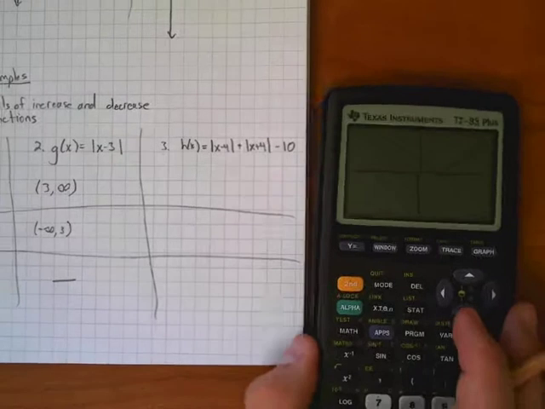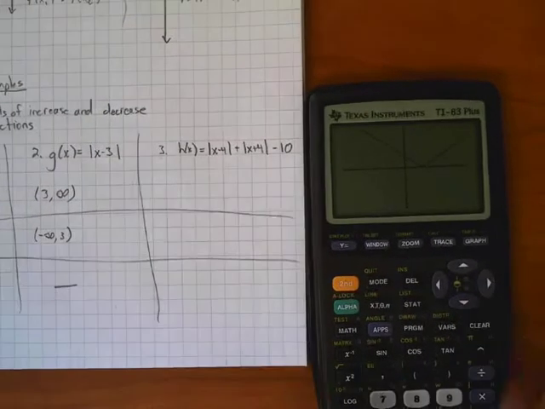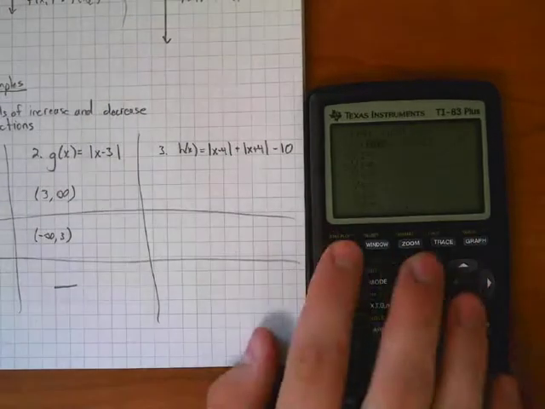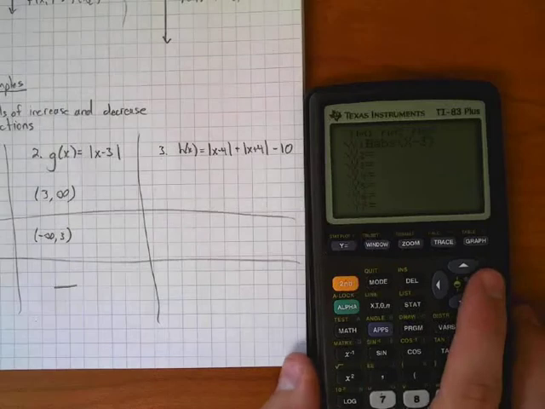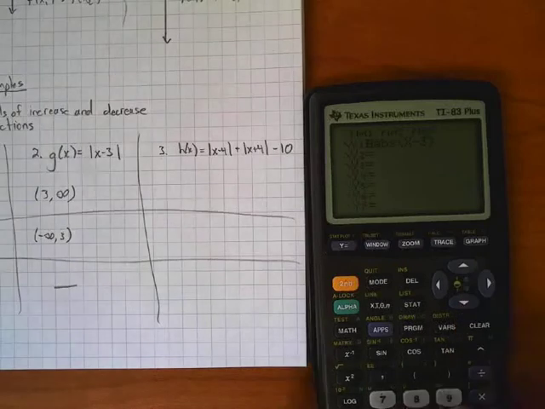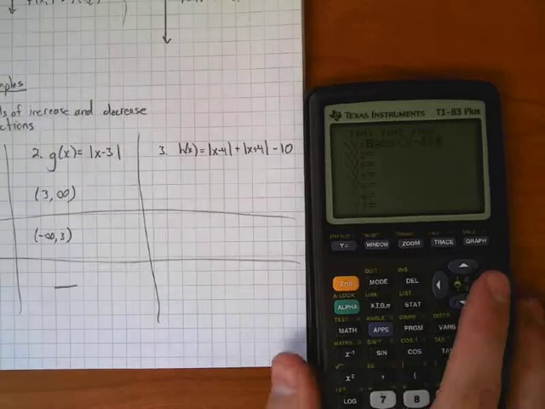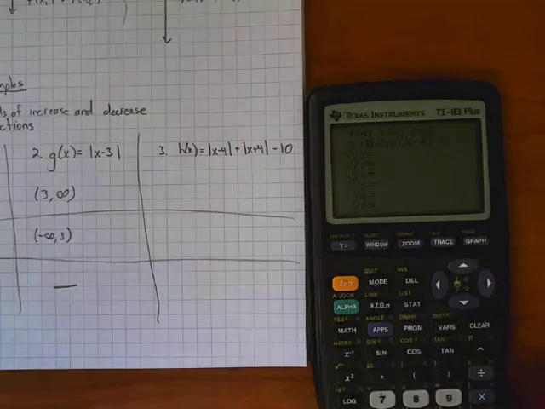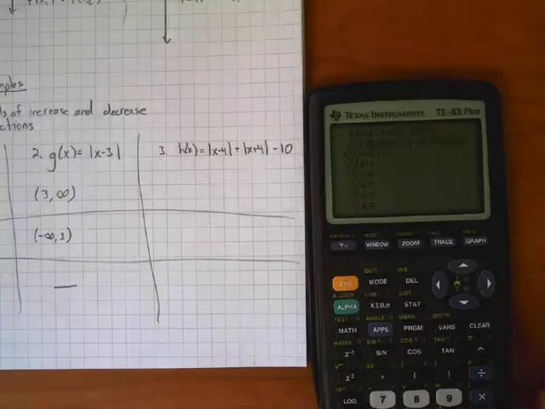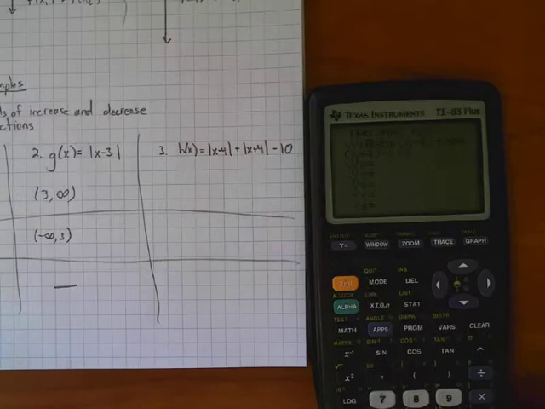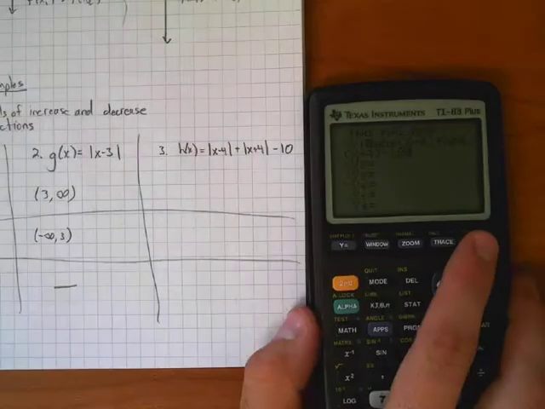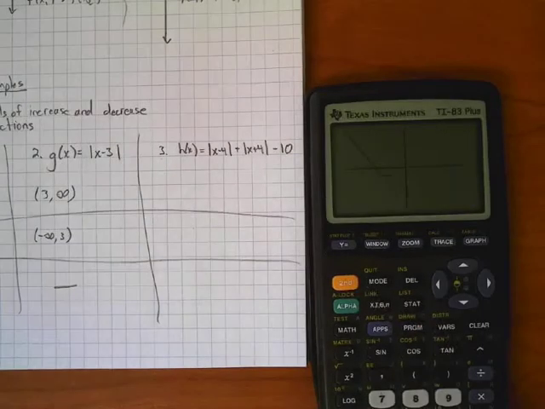Finally, our last graph here is dealing with a couple absolute values. So the first is the absolute value of x minus 4, and then it's plus absolute value of x plus 4. And then we close that off, and then it's minus 10 at the end. And let's see what we get there. It's a pretty neat graph.